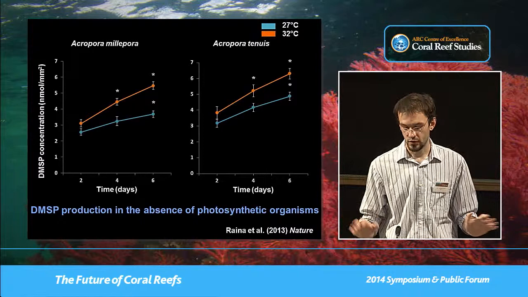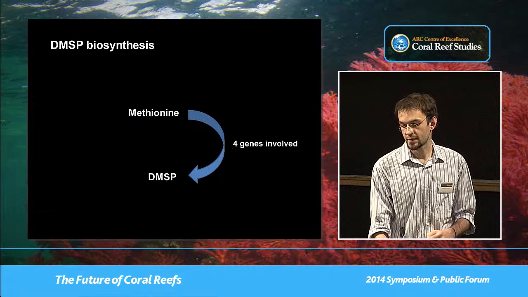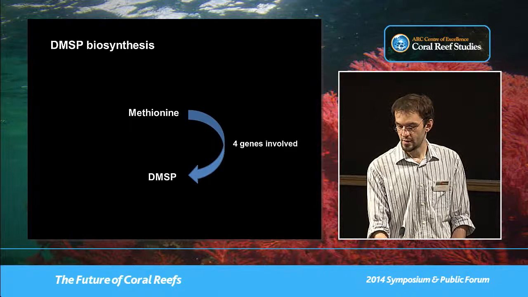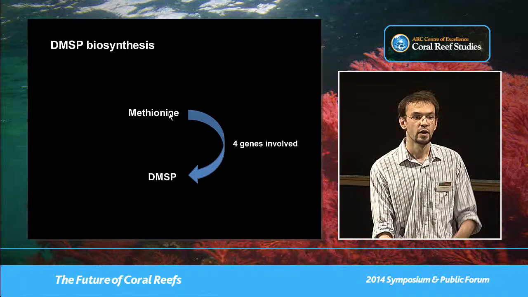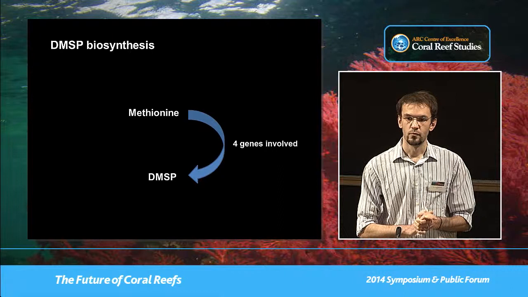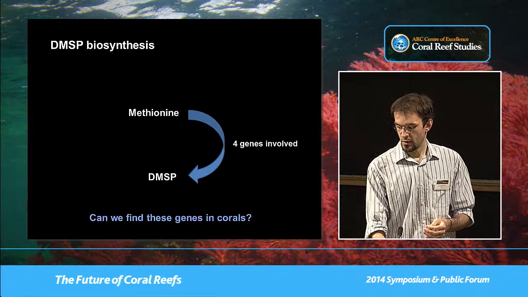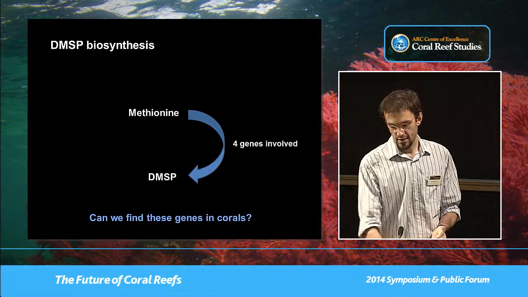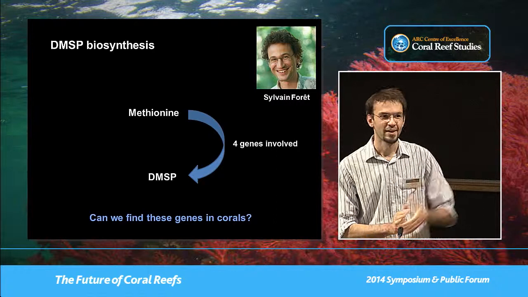So in order to explain these results, we looked at DMSP biosynthesis. We know that in phytoplankton, DMSP is coming from the amino acid methionine, and there are four genes involved in the biosynthetic process. When I started my PhD, none of these genes were known in any organisms. But by the time I got these results, the first set of candidate genes were isolated from a diatom. So the idea was to look in the coral genome to see if we could find these genes. And in this process, I was helped by Sylvain Fauré, who enabled this part of this work.